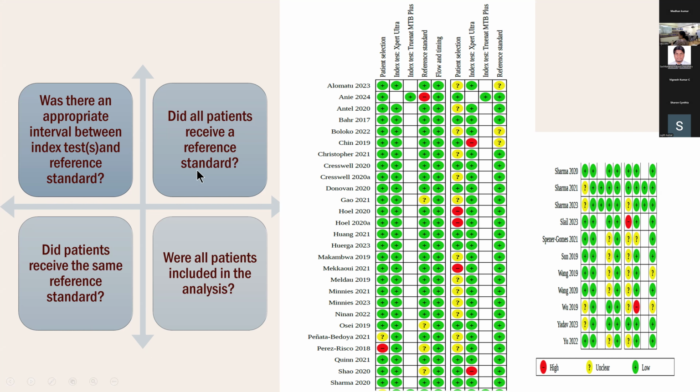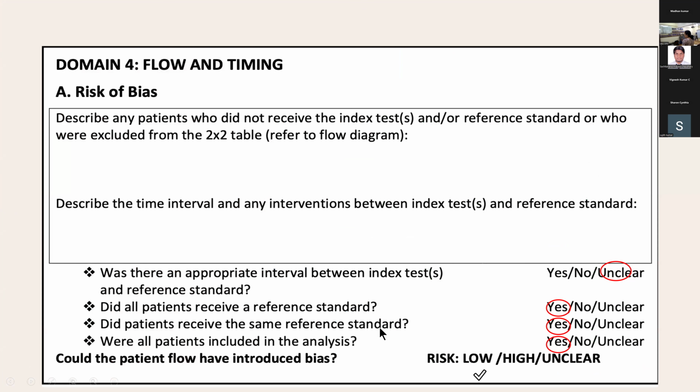Did all patients receive a reference standard? We'll have to go through it. All of them did. Did all patients receive the same reference standard? So they have divided the patients into composite and only microbiological. And were all patients included in the analysis? So they only extracted the studies which had a 2x2 table. So yes. With regard to flow and timing, I don't think there was any risk of bias. So now with that, we're finishing with QUADAS-2. So we have looked at the domains and the risk of bias overall we think is low.